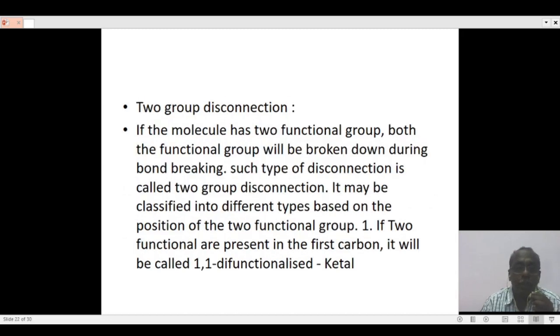Then two-group disconnection. If the molecule has two functional groups, both the functional groups will be broken during the bond breaking. Such types of disconnections are called two-group disconnection. It may be classified into different types based on the position of the two functional groups. If two functional groups are present on the first carbon, it is called 1,1 difunctionalized. An example is acetol.